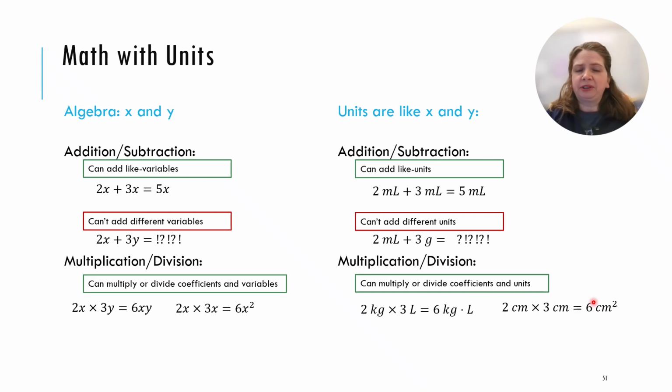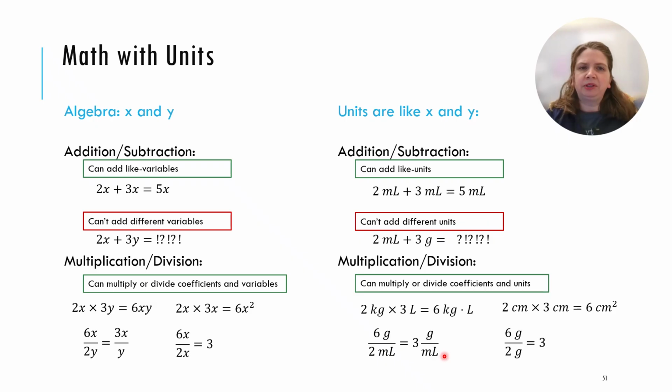Division works similarly. When dividing, we simply simplify the coefficients and the units. 6x divided by 2y equals 3x divided by y, and 6 grams divided by 2 milliliters is equal to 3 grams per milliliter. If the same unit appears in both the numerator and the denominator, it cancels. 6x divided by 2x is equal to 3, and 6 grams divided by 2 grams is equal to 3.